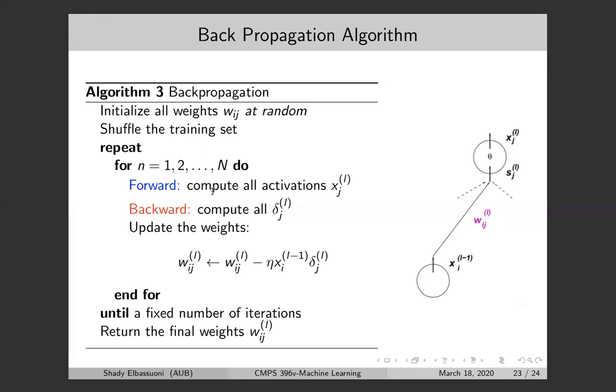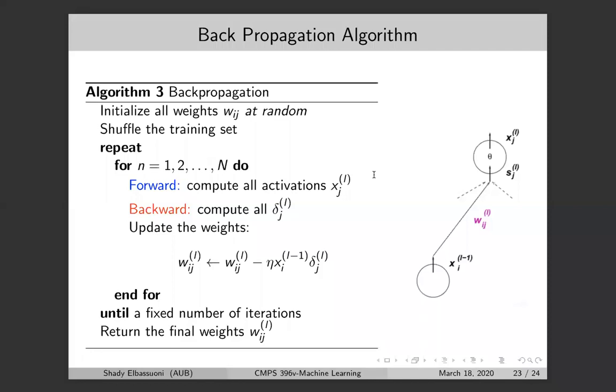Forward pass, I compute all activations xj of L. How do I compute these? Feature values times weights, sum, that gives me signals, pass it through some non-linearity like tanh, that gives me the activation of the next layer. Multiply these activations by the weights of the current layer, sum, that gives me signals, pass it through non-linearity, and so on, until I get to the output layer. So I compute all the activations at all the neurons that I have. Okay, that gives me the output.